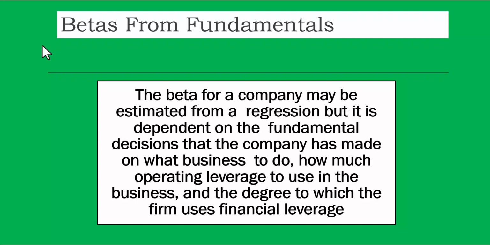Open this, now read it. So basically beta for a company may be estimated from the regression, but it is dependent on fundamental decisions that a company has made on what business to do. What kind of business you are doing. Is it a risky business or is it not a risky business? When I say risky, it's volatile. There are a lot of ups and downs in the business.